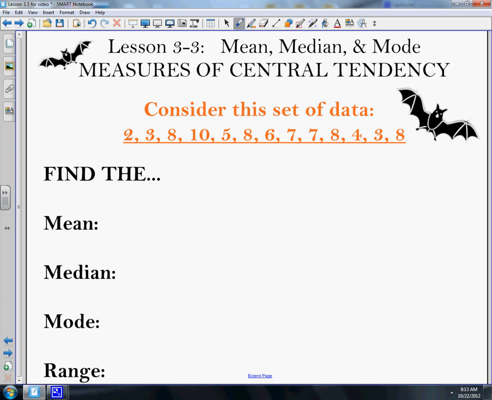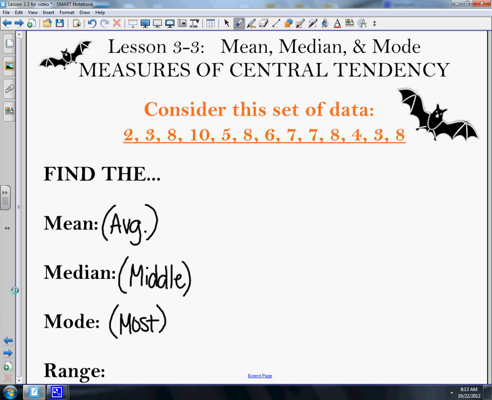All right, so the mean is the average, so you add them all up and divide. The median is the middle, if you remember. I always remember it because the median of a road is in the middle. The mode is the most, and the range is the max minus the min.